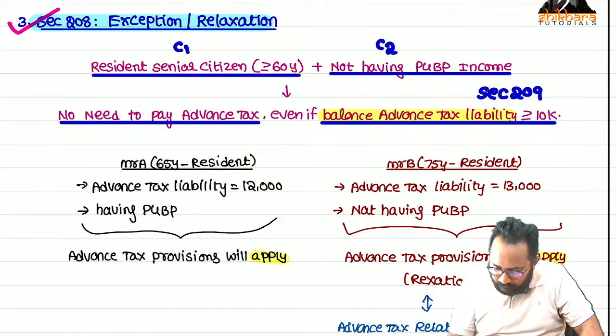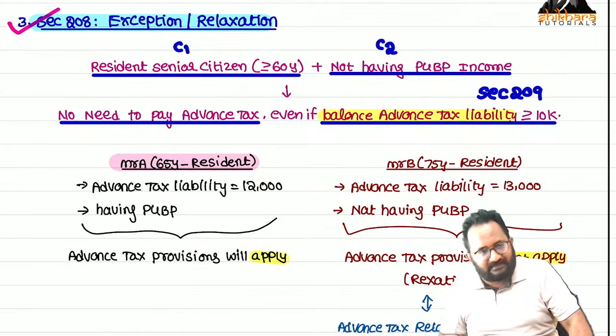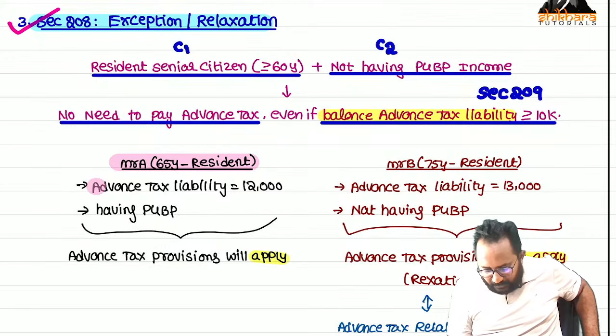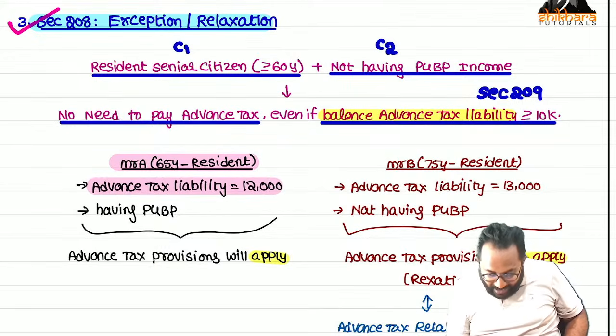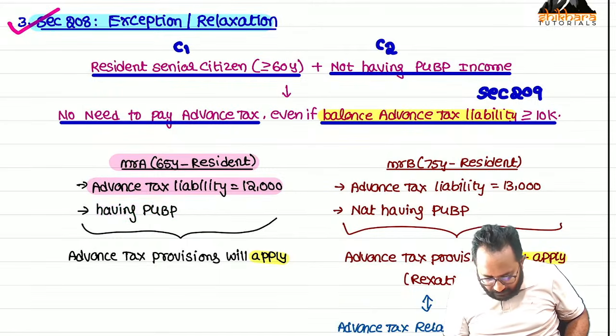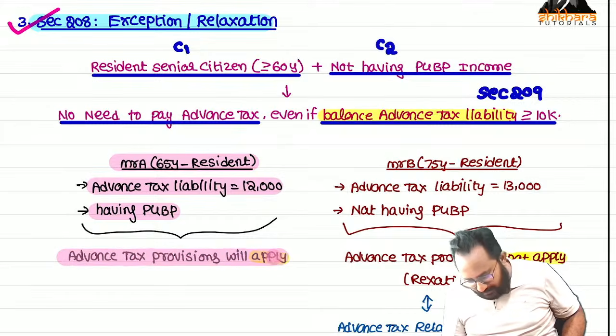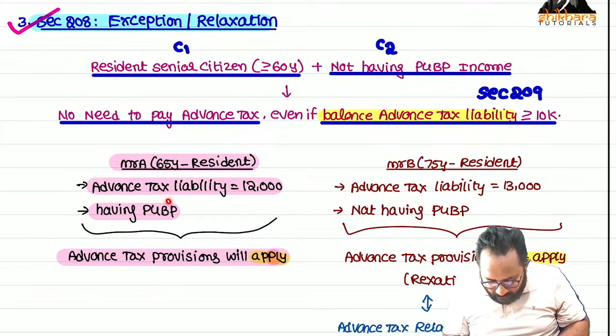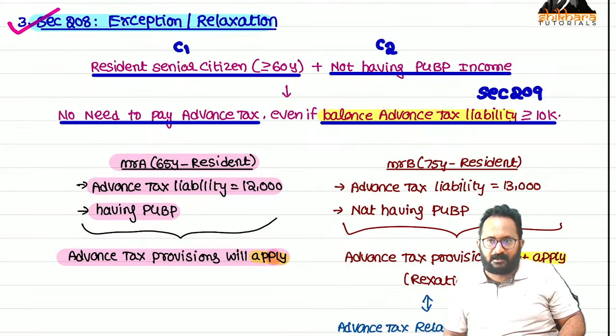Listen carefully. Mr. A is a resident senior citizen, right? Advance tax liability how much? 12,000. He is having PCBP income. That's why, can you tell me, is he relaxed or not relaxed from the provision? He is not relaxed. So advance tax provisions will apply. What is the reason? He is having the PCBP income.